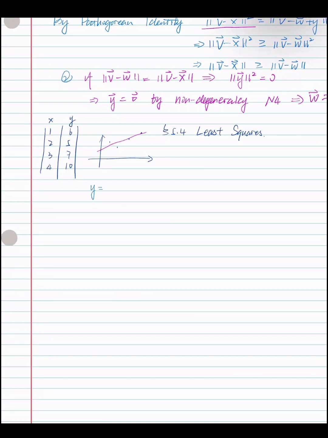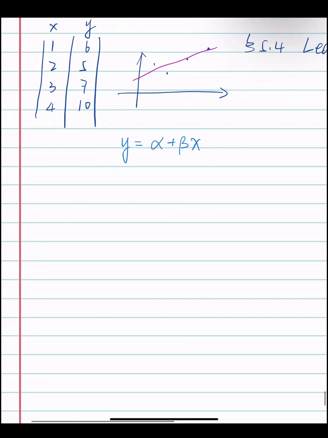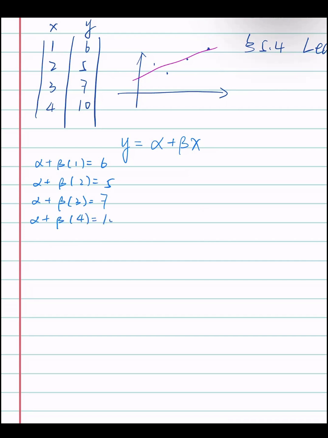For a line, we would have y equals alpha plus beta x. And we have our x and y. So that means I have alpha plus beta 1 equals 6. Alpha plus beta 2 equals 5. Alpha plus beta 3 equals 7. Alpha plus beta 4 equals 10.